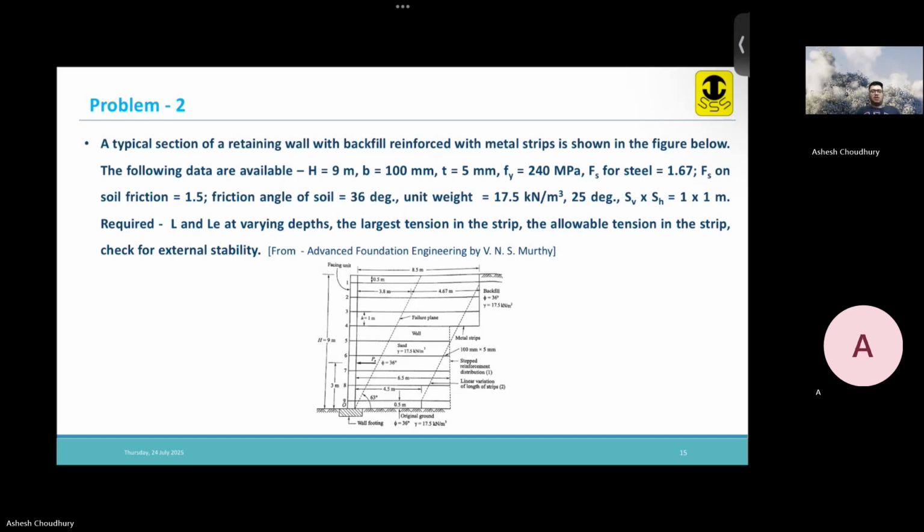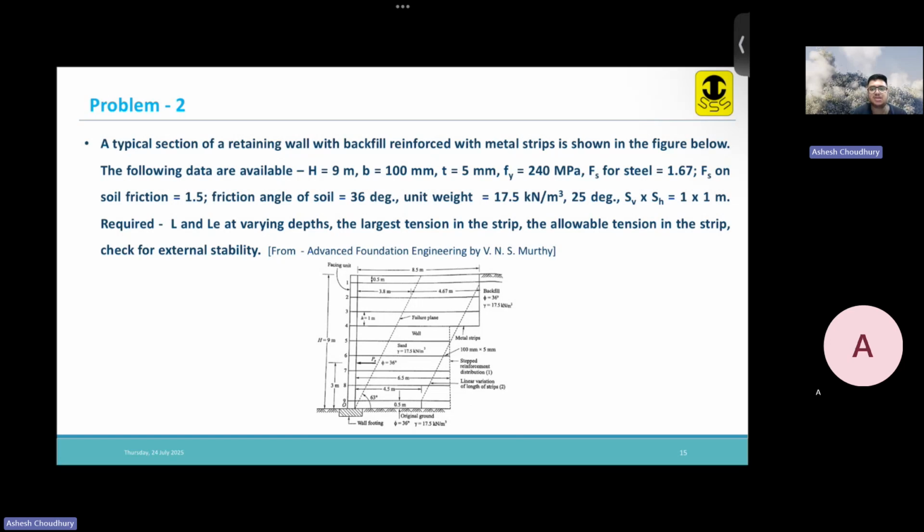Shown in the figure, the following data are available. Height is 9 meter. B is the width of the steel strips, the steel reinforcement, that is 100 mm. Then thickness of the steel strip is 5 mm. Fy, that is the yield strength of the steel, is 240 MPa. The factor of safety for steel is 1.67. Factor of safety on soil friction is 1.5. Friction angle of soil is 36 degrees. Unit weight is 17.5 kilonewton per meter cube.